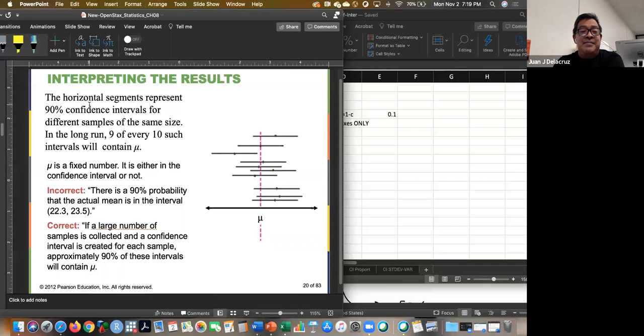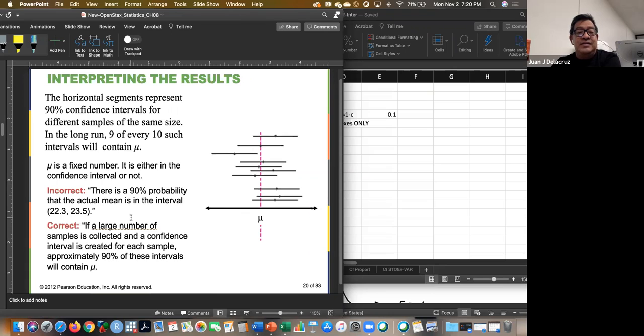So the horizontal segments represent the 90% confidence interval for different samples of the same size. In the long run, 9 of every 10 such intervals will contain mu. Which is mu? I don't know. I am assuming that mu is here, but I don't know. All that I can tell you is that out of 10, 9 contain mu. So mu is a fixed number. It's either in the confidence interval or it's not. In this case, 90% of the samples contain mu.